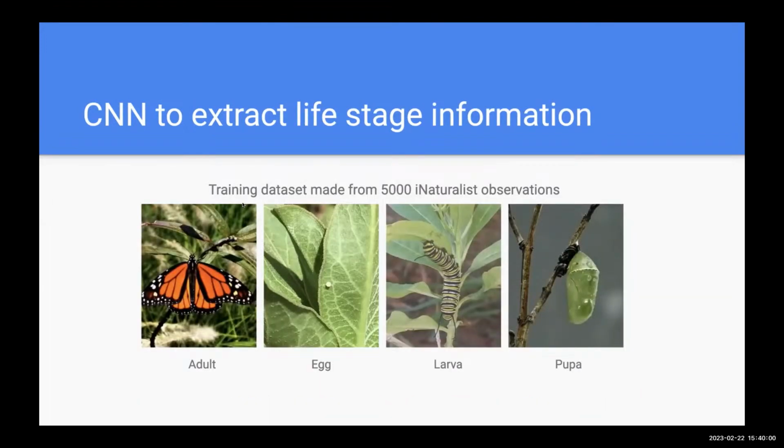To extract life stage information from the iNaturalist observations, I developed a convolutional neural network model. To train this model, I collected around 5,000 observations from the iNaturalist database, and I hand categorized them as adult, egg, larva, or pupa. And then I trained a model.